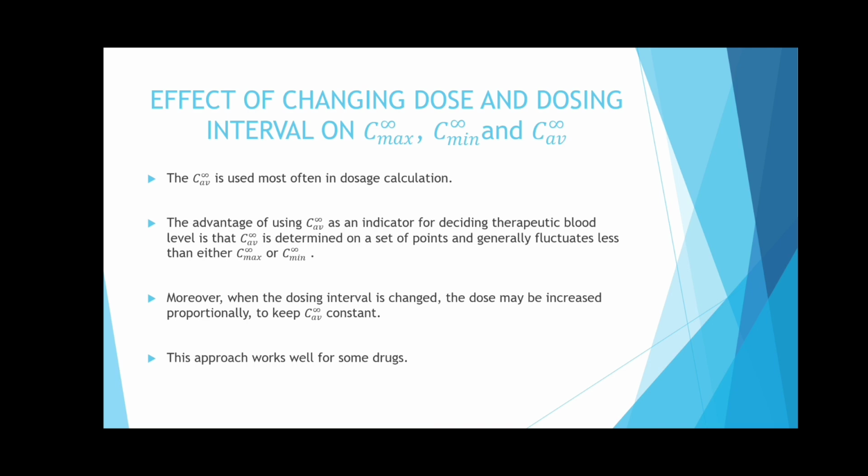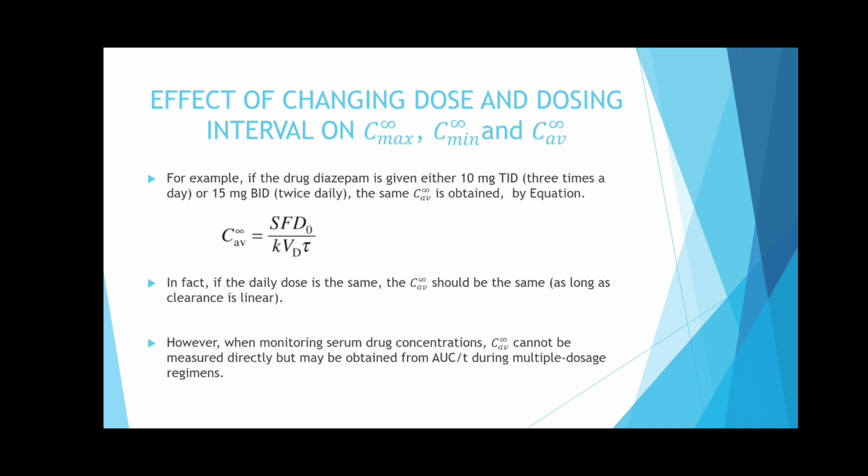Moreover, when the dosing interval is changed, the dose may be increased proportionally to keep the average steady state concentration constant. This approach works well for some drugs. For example, if the drug diazepam is given 10 mg 3 times a day or 15 mg 2 times a day, the same average steady state concentration is obtained with the help of the formula: the average steady state concentration equals S F D0 divided by K Vd into tau. In fact, if the daily dose is the same, the average steady state concentration should also be the same as long as the clearance is linear.